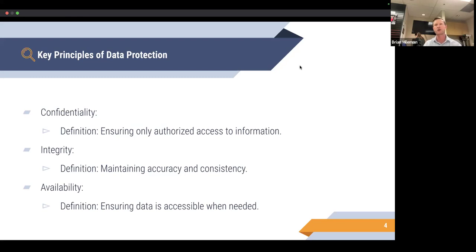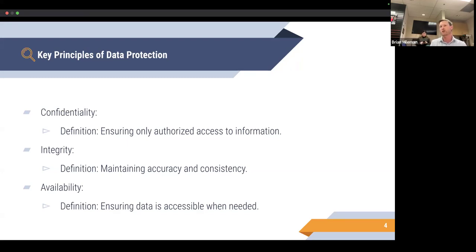So when we talk about data protection, we go back to some of the fundamentals of cybersecurity, and we talk about confidentiality, integrity, availability. Those are the three pillars a lot of people start talking about when you talk about data protection. Confidentiality is just making sure that only people that should have access to the data have the correct access. Integrity is making sure that the data is accurate and consistent. And then availability, it better be online.